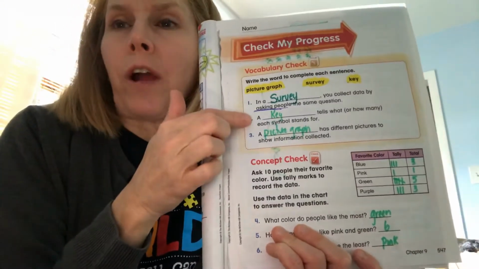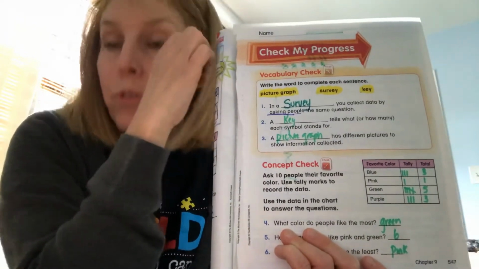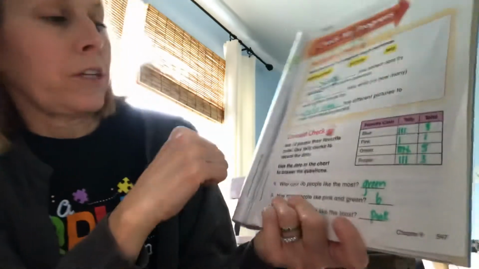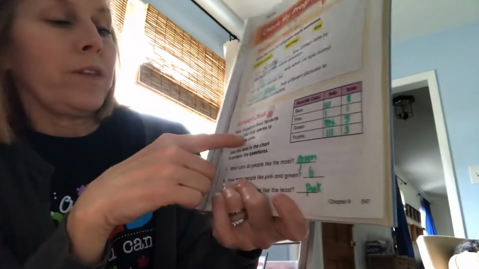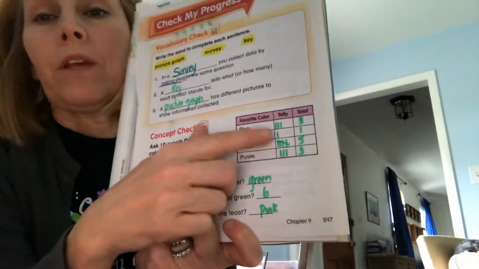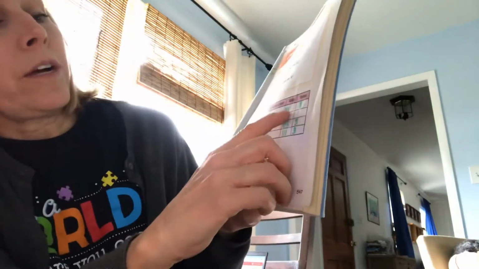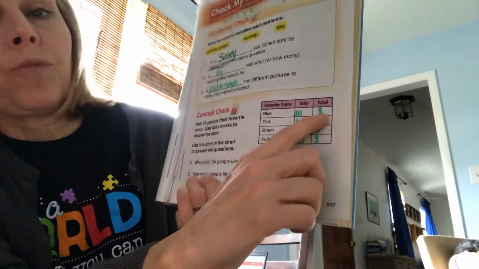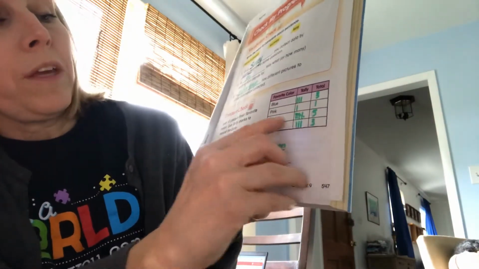Remember, our picture graph is our birthday graph in the classroom behind my desk. And it has all the different months, and we have pictures there. So this asked you at home to ask 10 people their favorite color. I just made this data up. So I said 3 tally marks for blue, and I wrote the number 3. There's the total. 1 for pink, 5 for green, and 3 for purple.